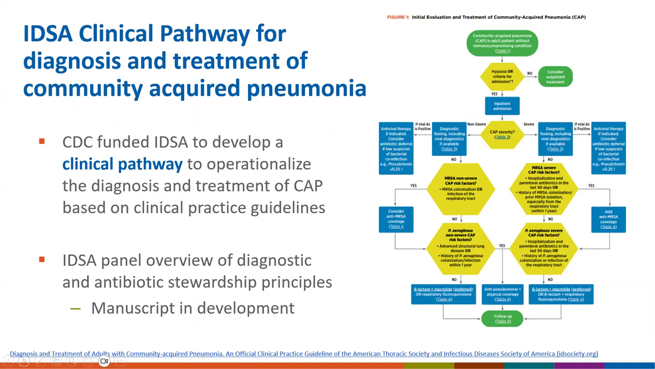We funded IDSA through a cooperative agreement to create a clinical pathway for the diagnosis and treatment of community-acquired pneumonia based on the ATS/IDSA clinical practice guidelines. This was just posted this past fall. The clinical pathway incorporates diagnostic and antibiotic stewardship principles. And along with this clinical pathway, there is a 20-minute webinar that provides a clinical overview of the pathway in tables. And what's important to note is that this clinical pathway can be adapted. It's in a Word document.